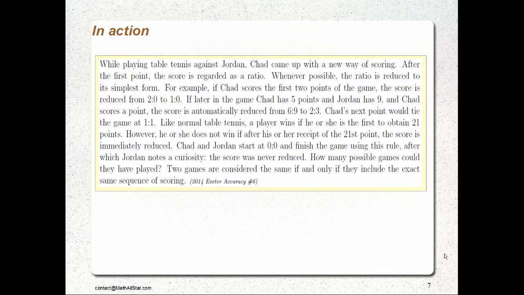Okay, let's put it in action. This is a challenging problem. Two people come up with a new rule when playing table tennis. Basically, the scores will be simplified in a way a fraction number is simplified. So, for example, the score 2 versus 2 will automatically become 1 versus 1. 6 versus 3 will become 2 versus 1, etc. The question asks how many possibilities are there to finish a game while no such simplification event occurs.